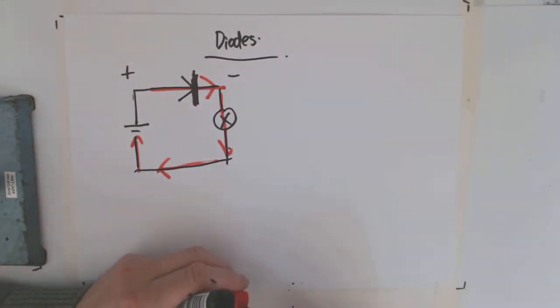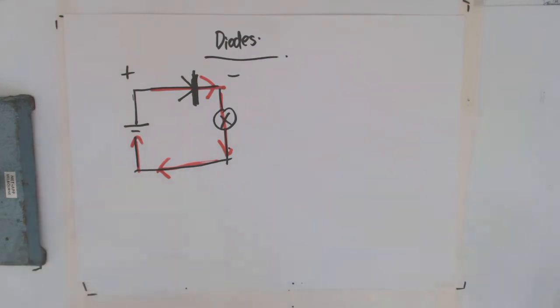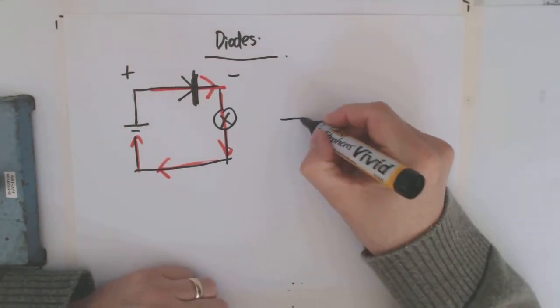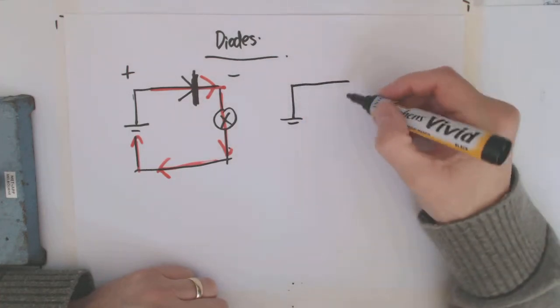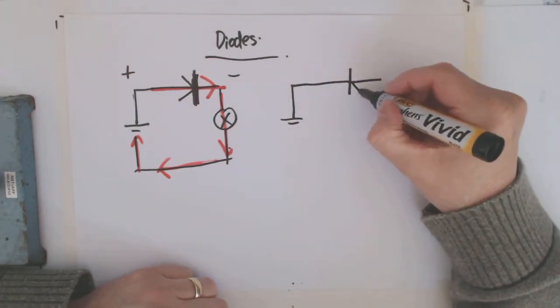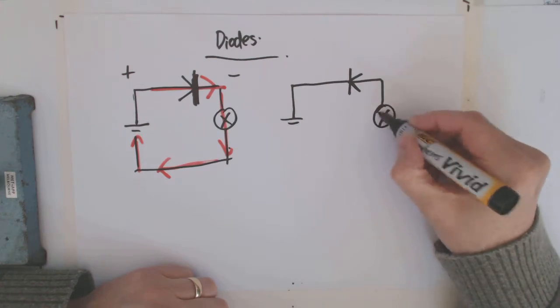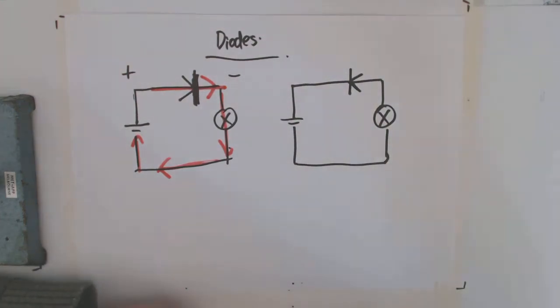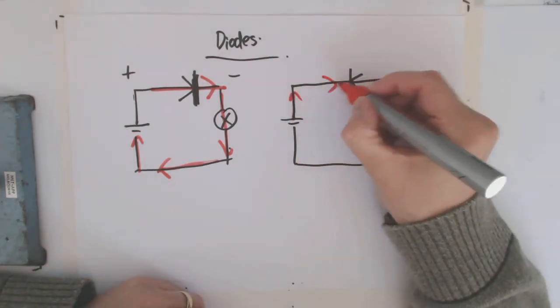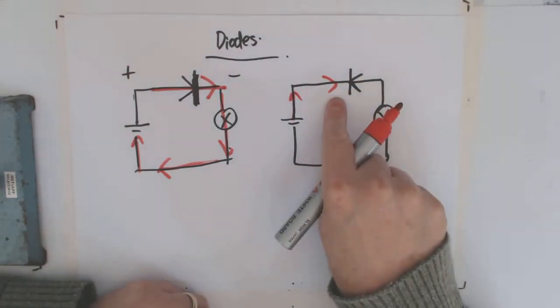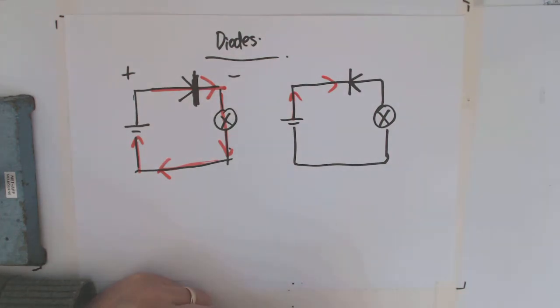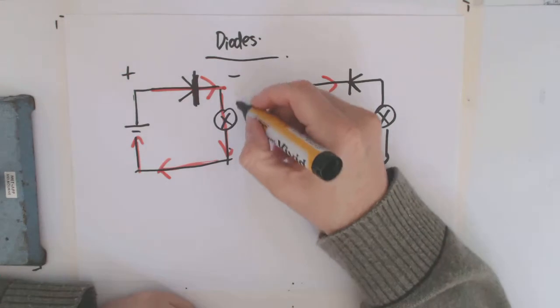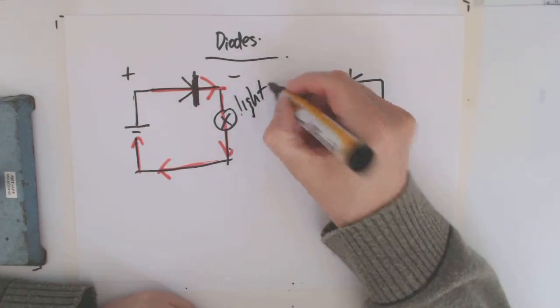Which is okay because that is actually the way the current flows. So this lamp would light if it was hooked up that way. But if we hooked up our diode this way, this lamp isn't going to light because the current wants to go from plus to minus, but it can't because the diode's hooked up the wrong way. So it won't let it flow. This lamp would light, this one wouldn't.